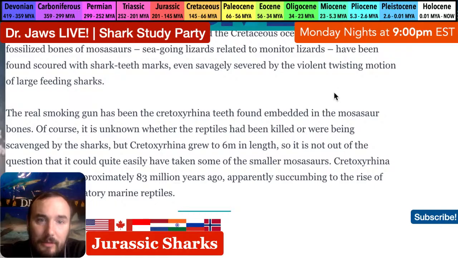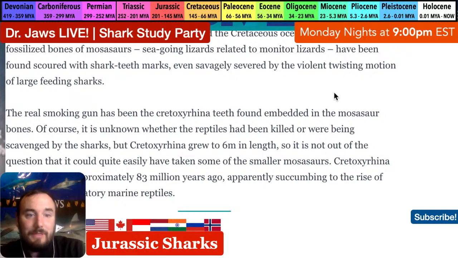The real smoking gun has been the Cretooxyrhina's teeth found embedded in the mosasaur bones. Of course, it is unknown whether the reptiles had been killed or were being scavenged by these sharks, but Cretoxyrhina grew to 6 meters in length, so it's not out of the question that it could quite easily have taken some of the smaller mosasaurs. Cretoxyrhina became extinct approximately 83 million years ago, apparently succumbing to the rise of various giant predatory marine reptiles.